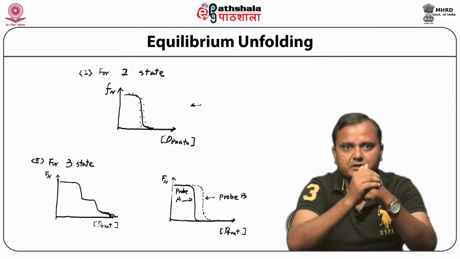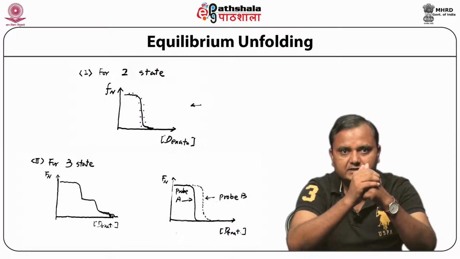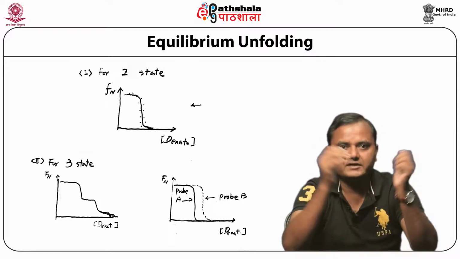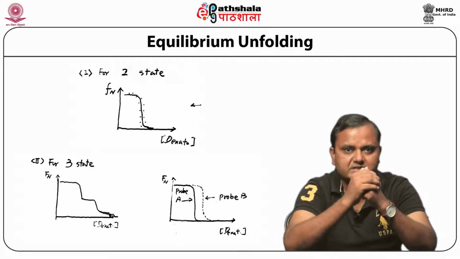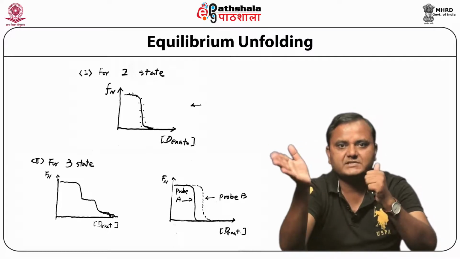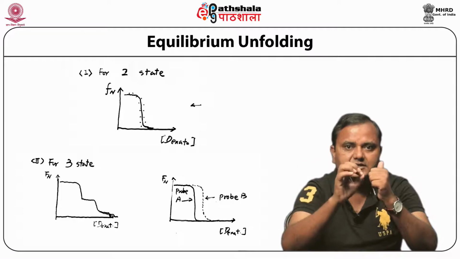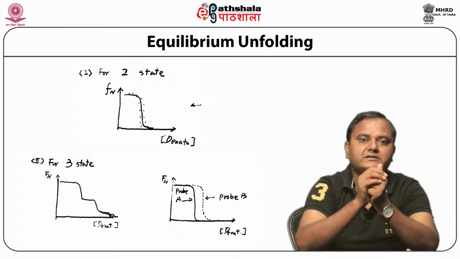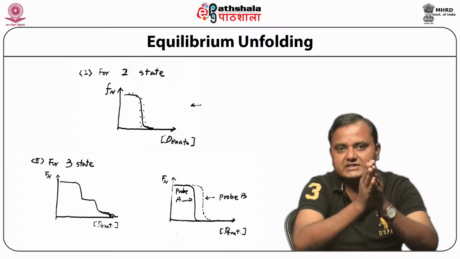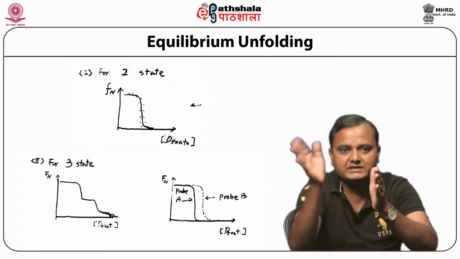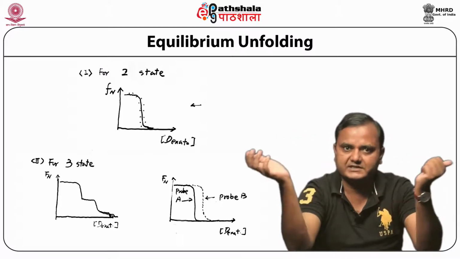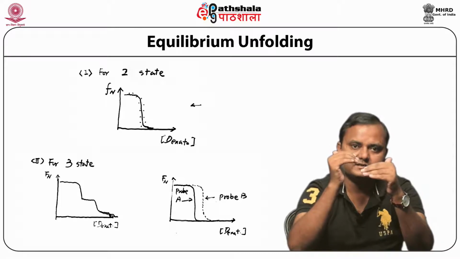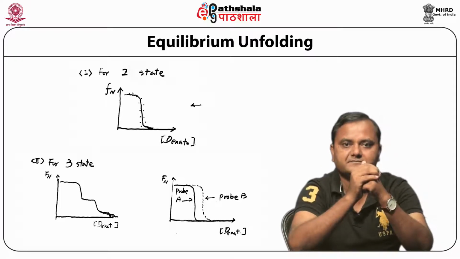Now we talk about equilibrium unfolding, using many probes to investigate the number of transitions during unfolding and folding. For a two-state unfolding, all probes give the same transition curve, and single-domain or small proteins usually have two-state folding behavior. For three-state unfolding, there is more than one transition, or different probes have different transition curves. This is the basic difference between the two-state and three-state folding.